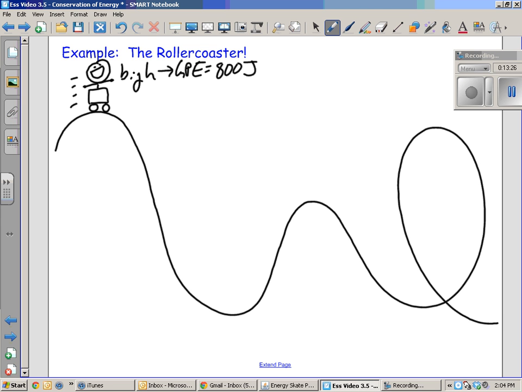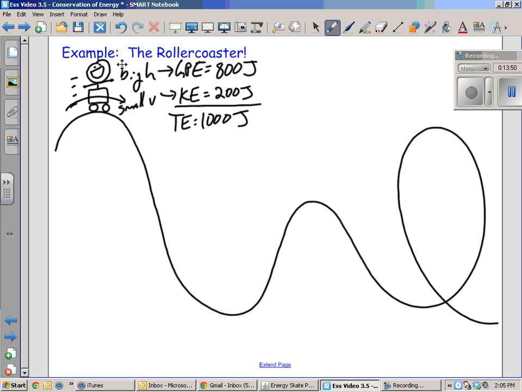Now, when he goes over to the top of the hill, he's moving, right? So he's going to have some velocity, but not very much, right? So he's got a small velocity. He is moving, though. So let's say he's got a little bit of kinetic energy. I'm going to make up a number again. Maybe it's 200 joules of kinetic energy. So what that means is when he goes over to the top of that hill, his total energy is 800 plus 200, or 1,000 joules, right?